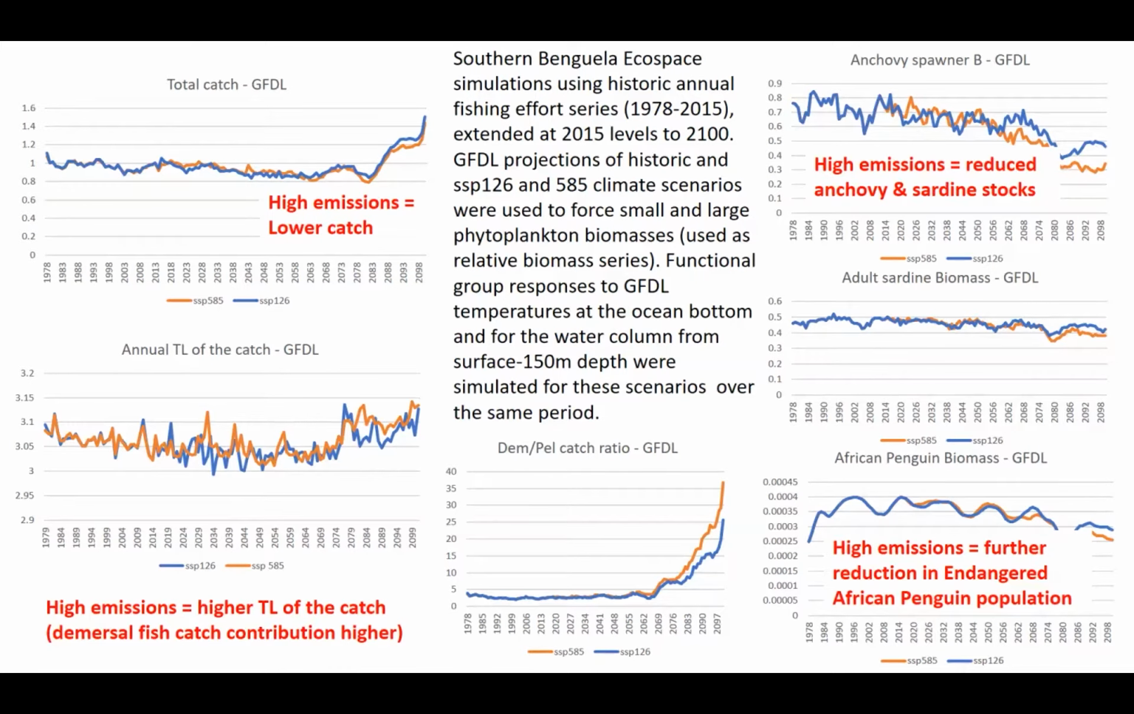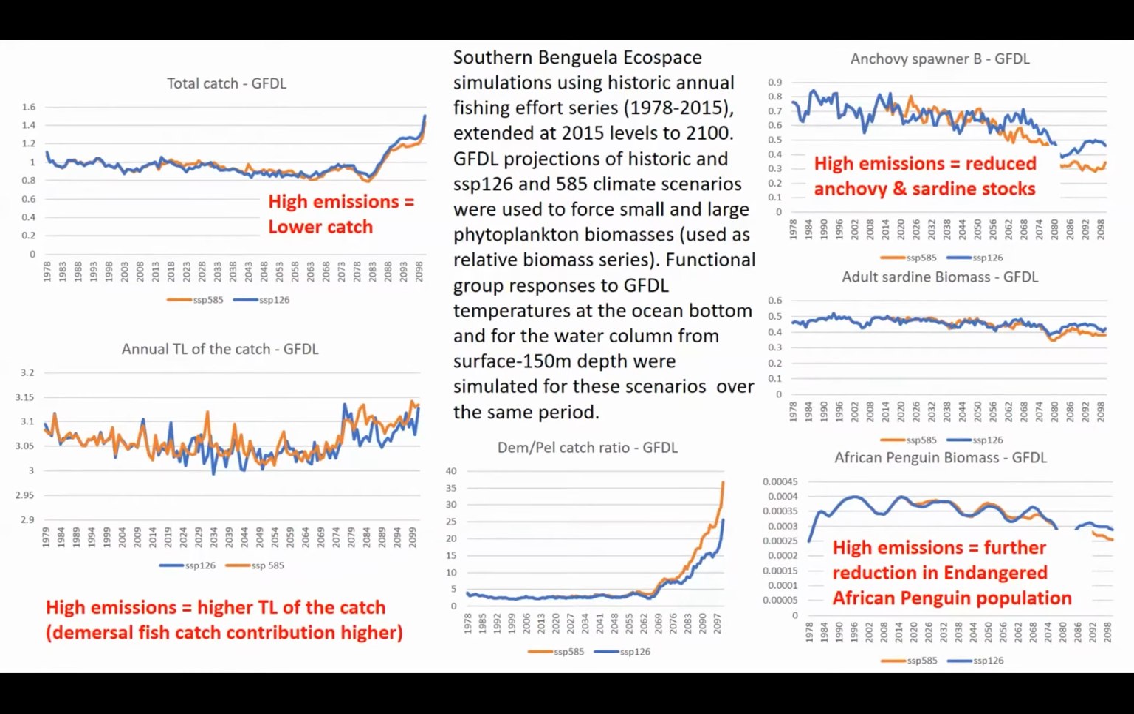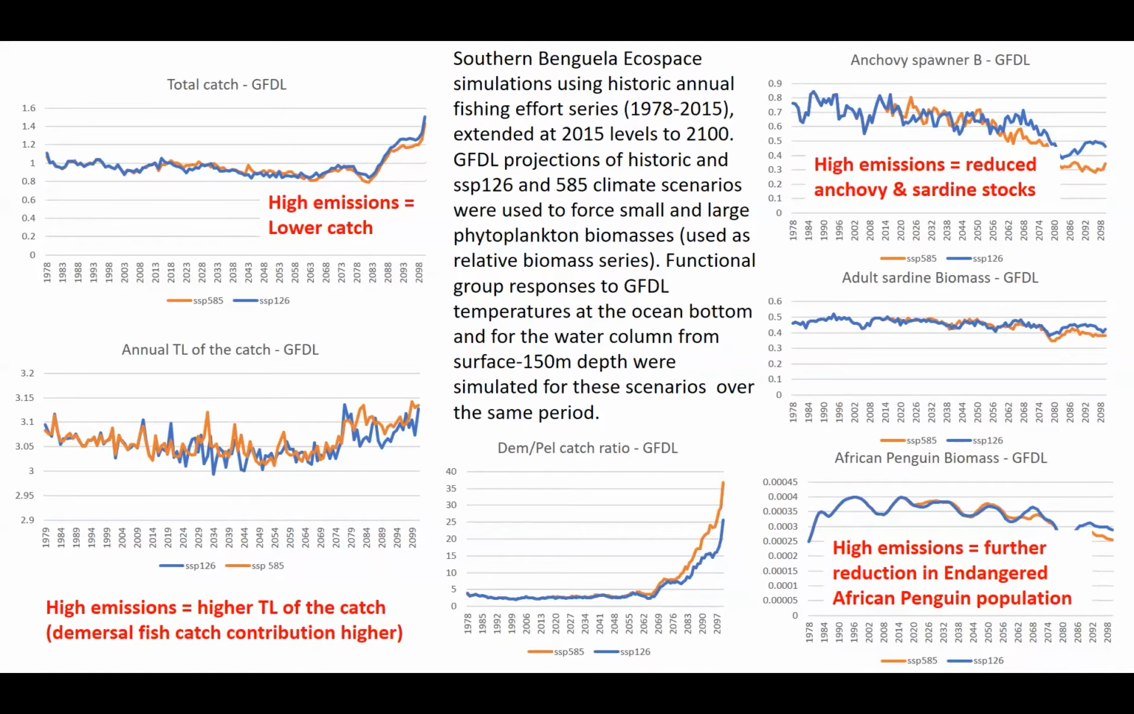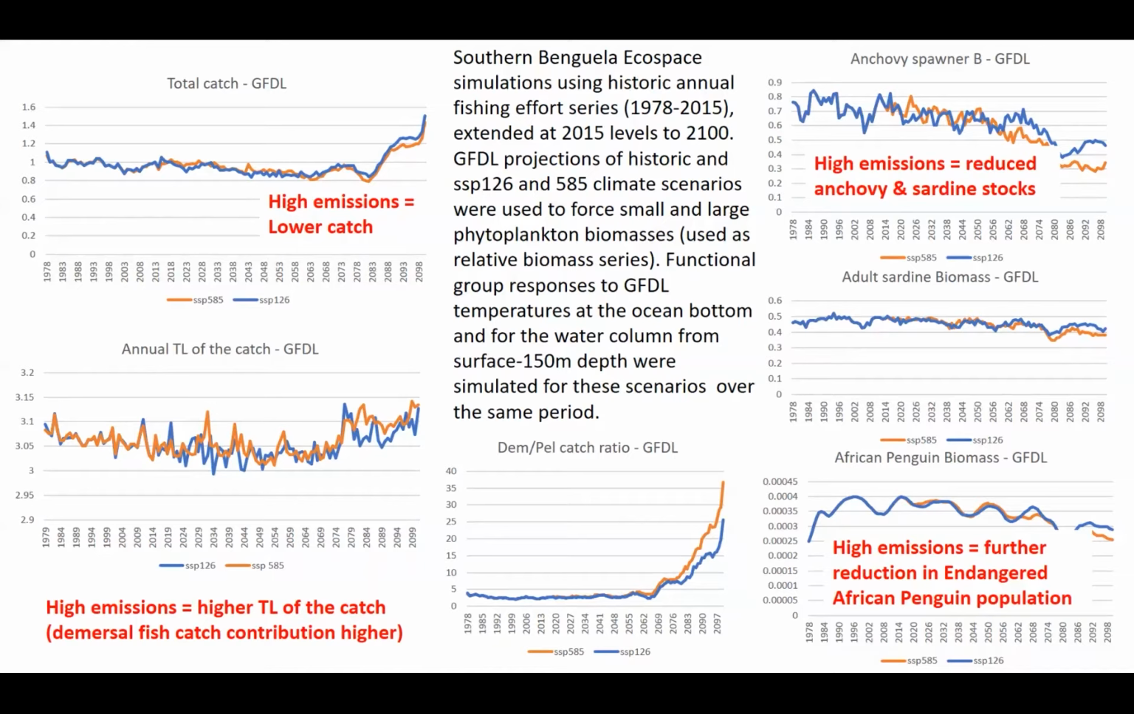So you'll see just quickly on the graph at the top there, the catch is lower under high emissions into the future. This goes up to 2100. The trophic level of the catch is higher, which means that we are taking more larger and predatory species. If you have a look in the middle there, you'll see the demersal to pelagic catch ratio is showing us that there's a larger portion of demersal fish in the catch projected into the future here.